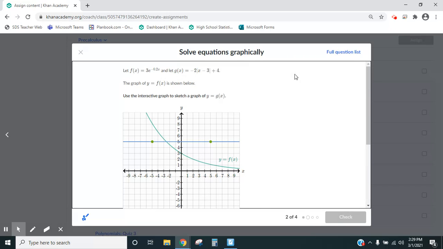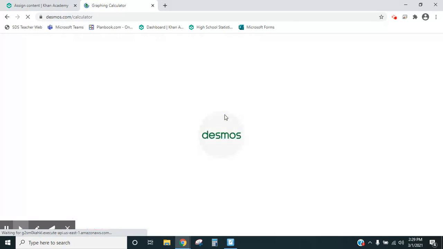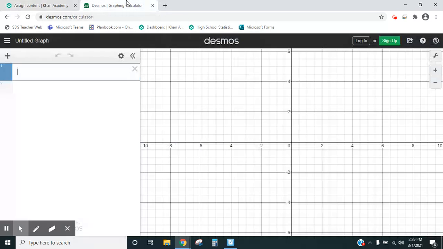Okay, so on this we're going to use Desmos. So let's go to Desmos. You don't have to memorize how to graph these. First of all, I see that F is already graphed for us, so now I have to graph G. Right? So I'm just going to graph this equation on Desmos.